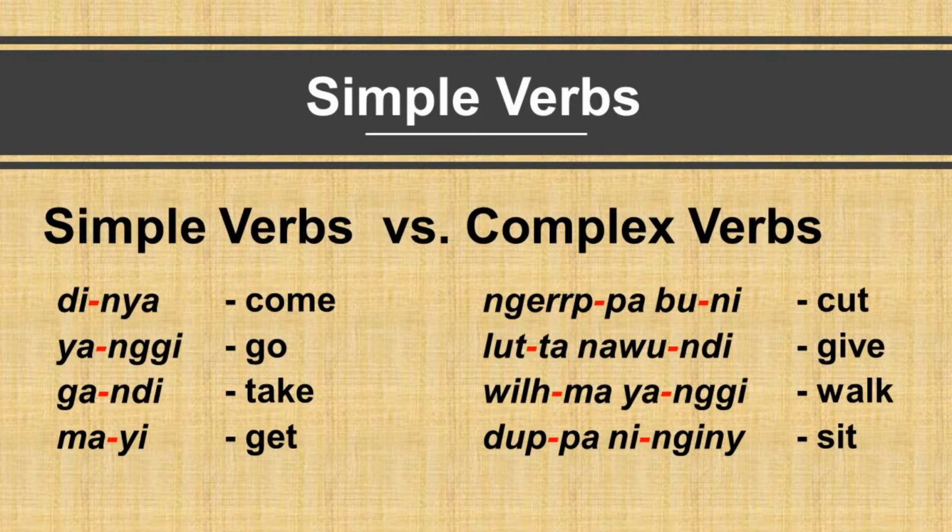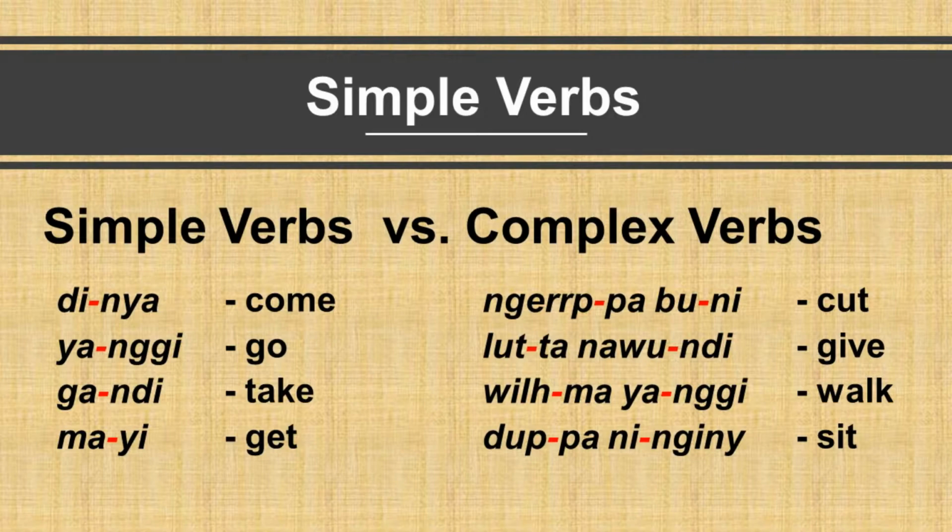take, to get, then you use a certain suffix in Wagiman. This suffix is actually the past suffix. So when you're saying dinya, what you are really saying is he was coming. Same for go, what you're really saying is he was going. Gandhi actually means he was taking, and Mayi actually means he was getting.